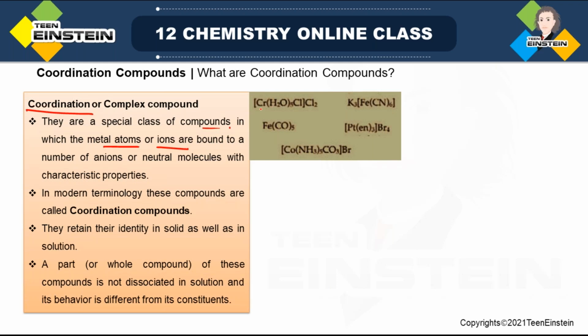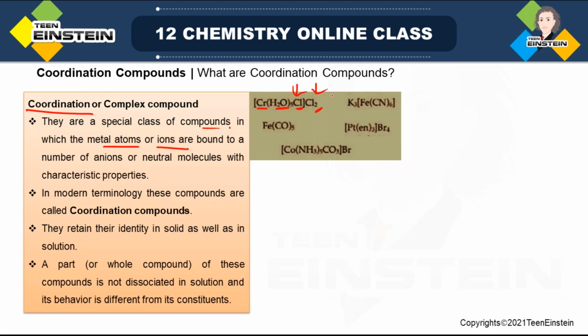Just look at this example. There is a central metal atom, chromium. Surrounding it, there are a total of 5 water molecules and 1 chlorine, and also 2 chlorine present. Gradually you will understand the difference between these two types of chloride. But the main important thing is that here we have a central metal atom.